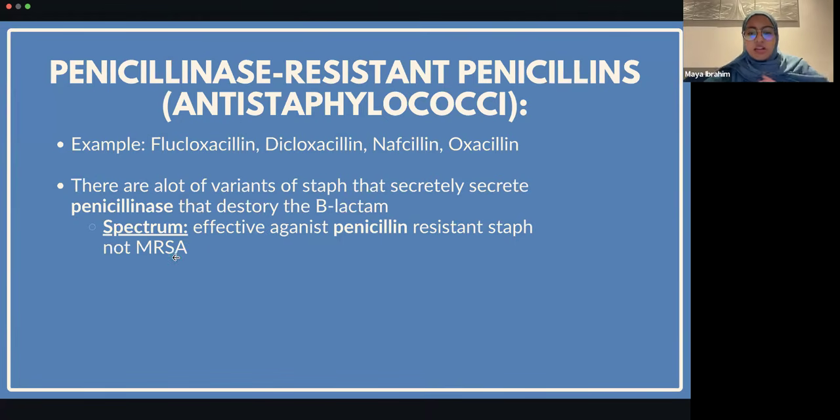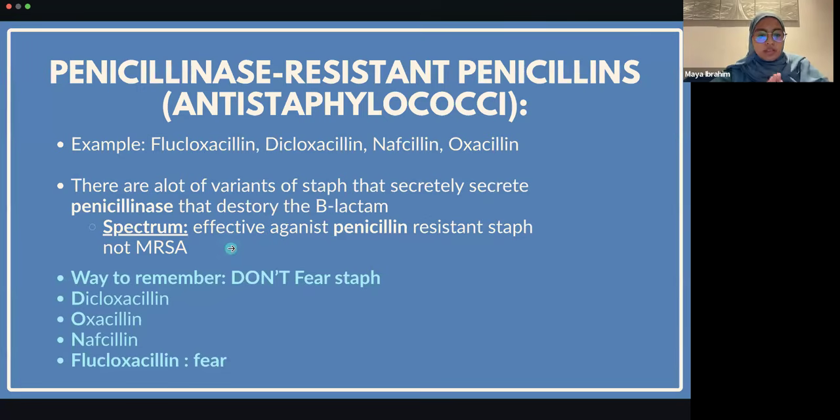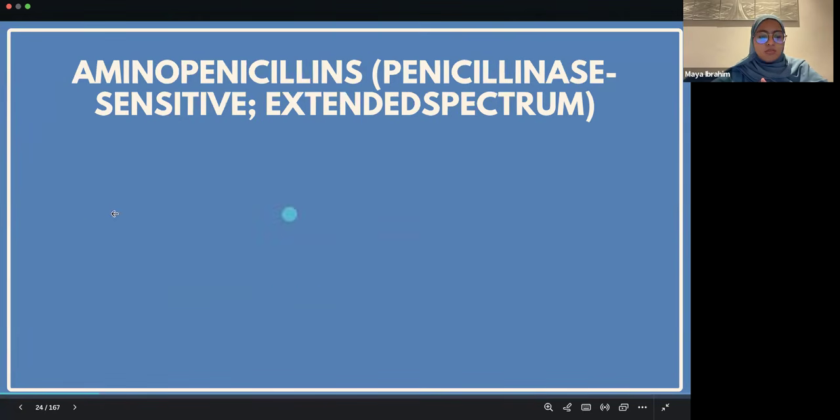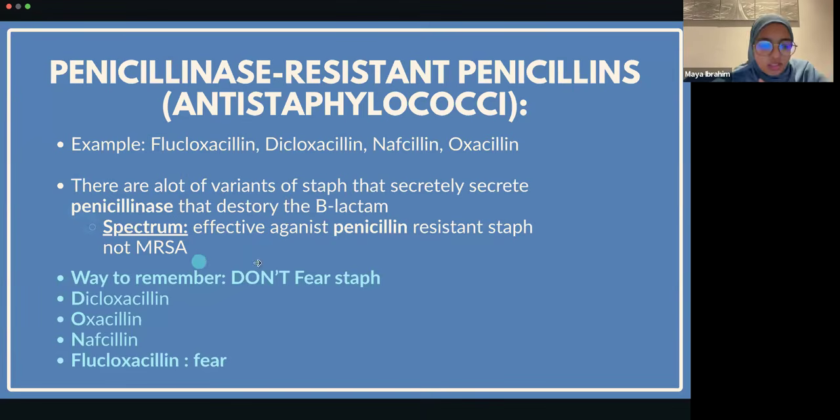MRSA is methicillin-resistant, okay? And how do you remember this? Don't fear staph. We have dicloxacillin, flucloxacillin, nafcillin, and oxacillin. Fear, okay? And before we go, it's not mentioned here, so we'll mention it later.